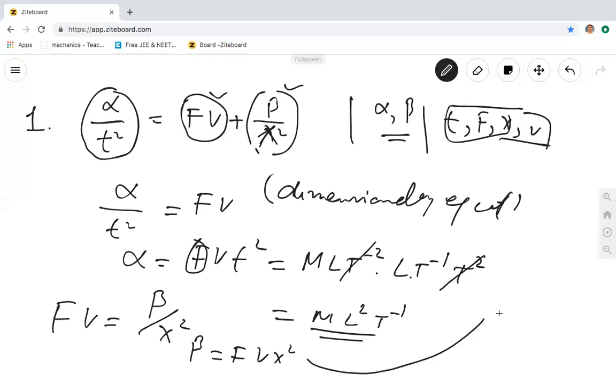So it will be beta equal to F, MLT minus 2, that is force, LT minus 1 is velocity, and L square, because x square is displacement square, right? So beta equal to M L and L square, L4. T minus 1, T minus 2, it is T minus 3. Minus one. That is the answer.